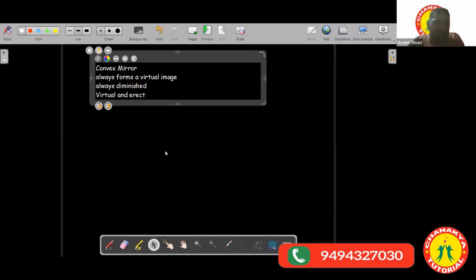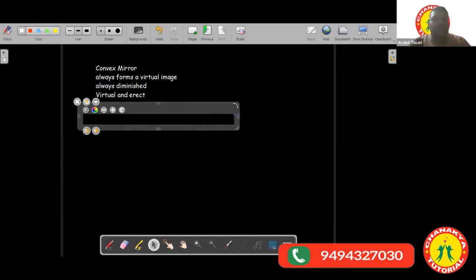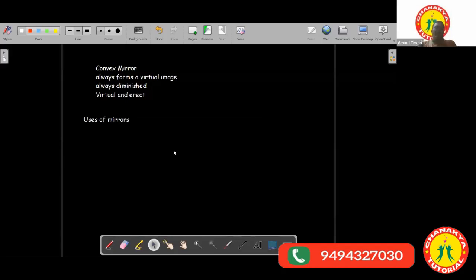Now I give you a part homework. Just go through it and try to get the idea. I think you will be able to visualize. If not, I'll be dealing with it in coming classes. So you should see here about uses of mirrors. This is your homework to find out the uses of concave mirror and convex mirror.